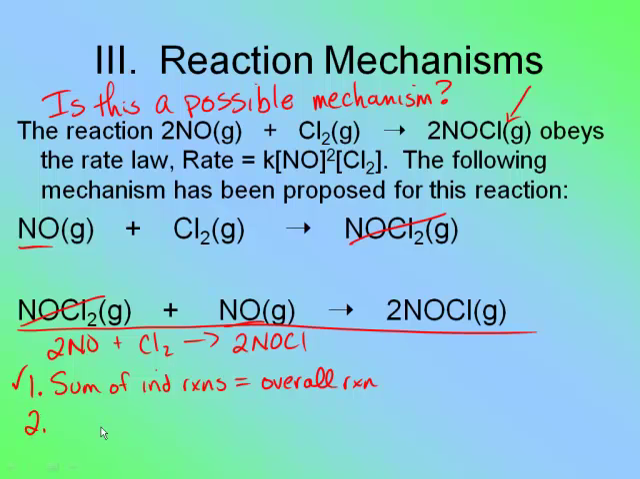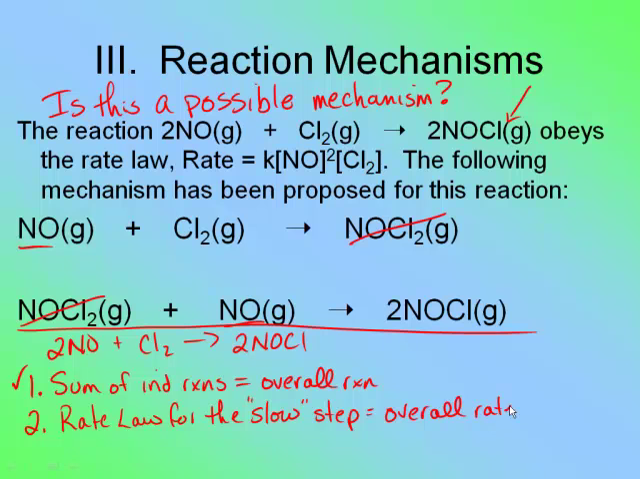Now let's look at rule number 2. Rule number 2 is the rate law for the slow step equals the overall rate law. Okay, now, how do I determine what's my slow step?